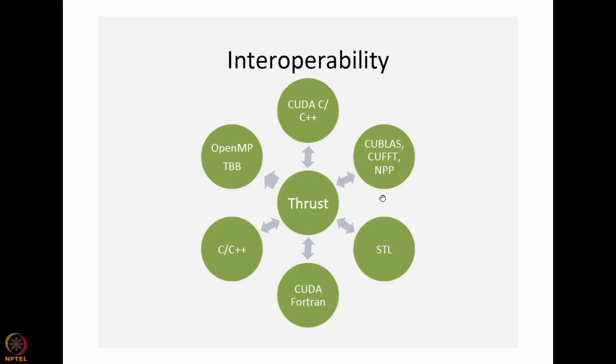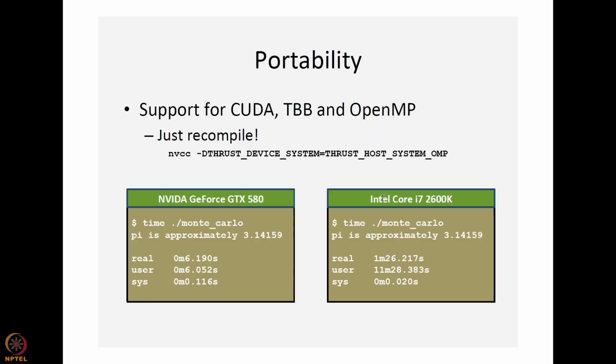Thrust interoperates with many other libraries like OpenMP, Thread Building Blocks, CUDA C, C++, cuBLAS, cuFFT, NPP, STL, CUDA Fortran, and standard C++. So as long as you're able to include the Thrust headers, you're able to use the Thrust library and its functions across all these modes. If you have support for CUDA, Thread Building Blocks, and OpenMP, all you need to do is recompile with the appropriate flags.